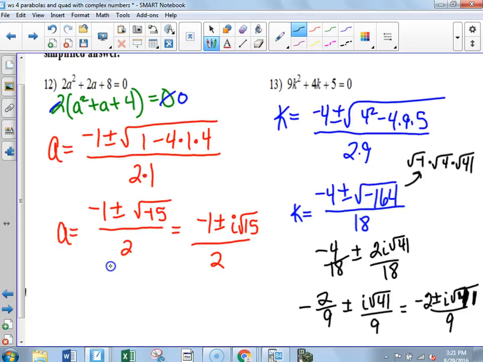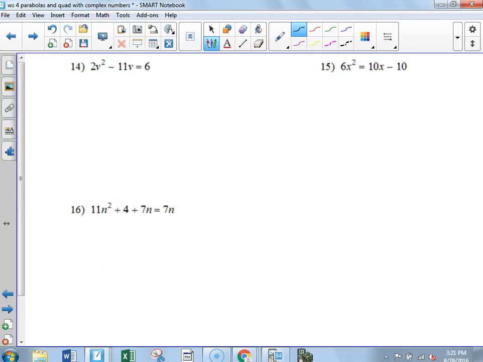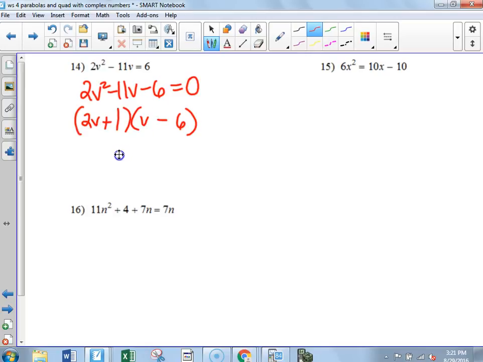Anybody see a shortcut on 14? What'd you say? Cross it off, skip it? Yeah. Come on, somebody knows. Okay, 6 times 2 is 12, so we want that to be negative, and now 1 to be positive, so that we get a -11 in the middle.